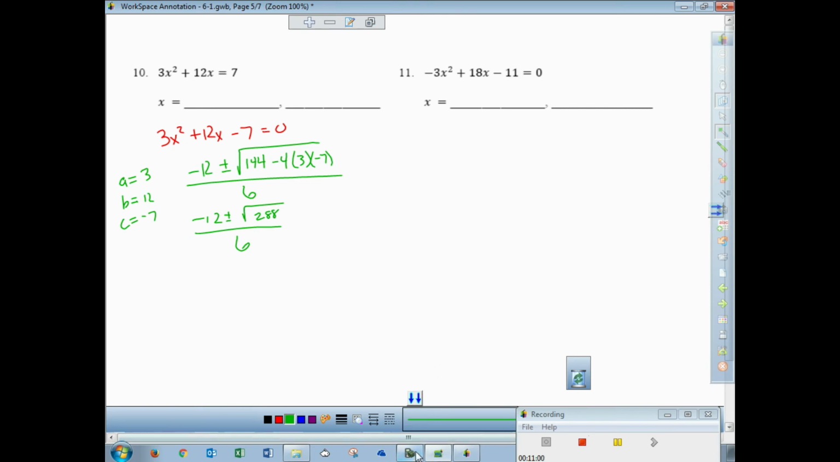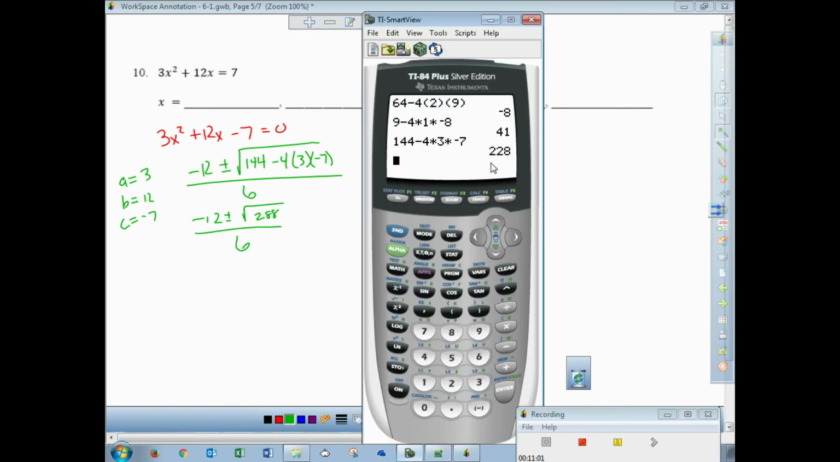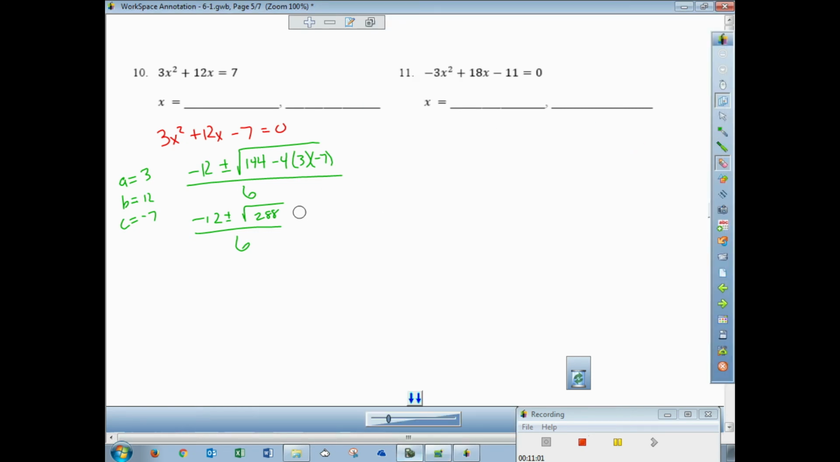Doesn't 144 go into, oh, 228, my bad. Looking at my answer key, it didn't match up, but it's 228. Well, let's see if 228 can simplify. Let's work backwards on the list and see if we can find ourselves a perfect square. So I'll let you pause the video and see if you can find one.